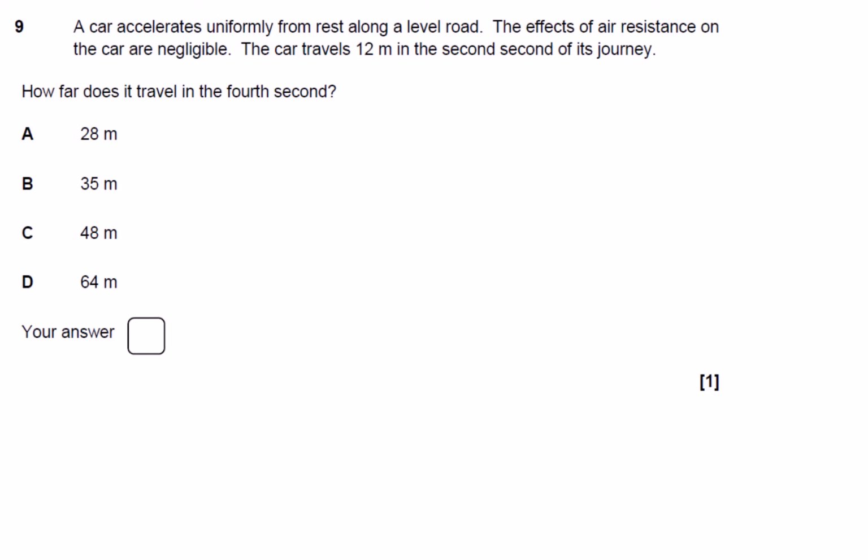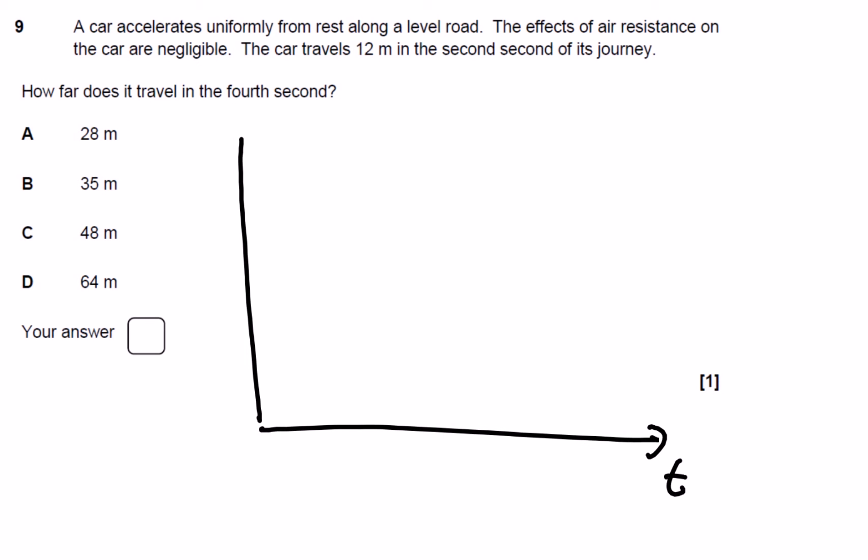Right, the first thing I would do, in order to explain this to you, is draw out a velocity time graph. So here we go. There's my time along the bottom. I'm going to have velocity up there, and there's my origin. It's saying that the car accelerates uniformly along a level road, starting from rest. So we're going to go from rest, and we're going to accelerate uniformly.